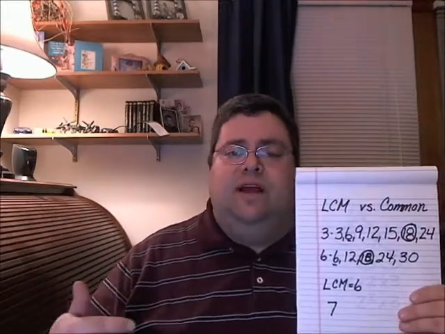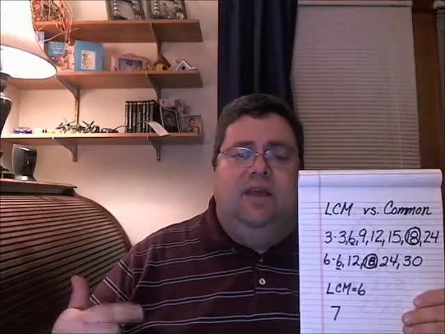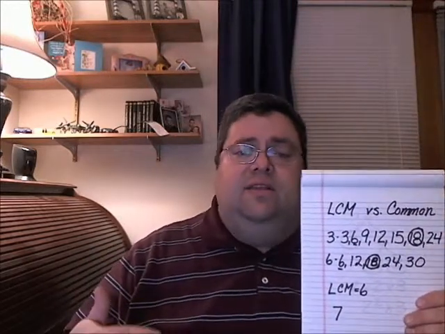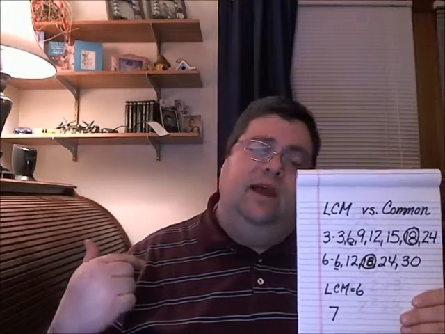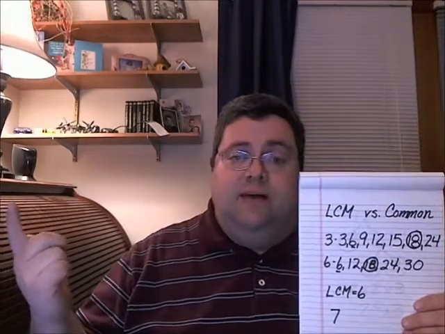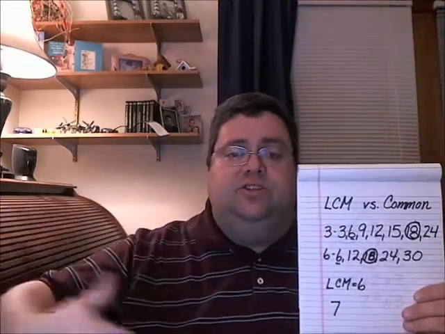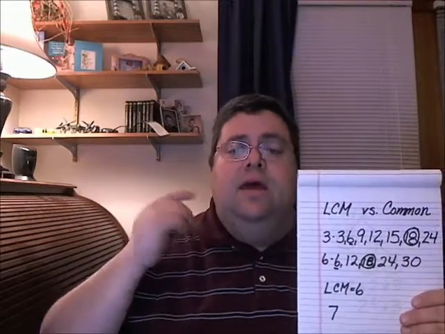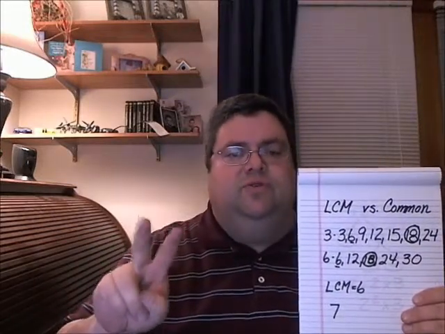They have 12 in common. They have 18 in common. They have 24 in common. They'll eventually have, what do we have here? 30, 30 will be in common. So these numbers are just going to go on and on and on. I specifically marked off 2 of them, though.